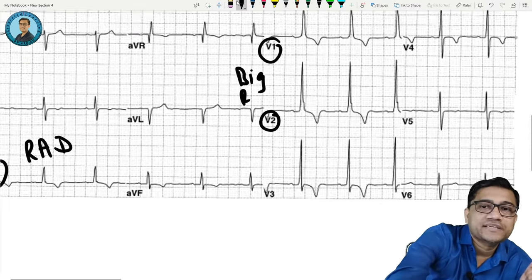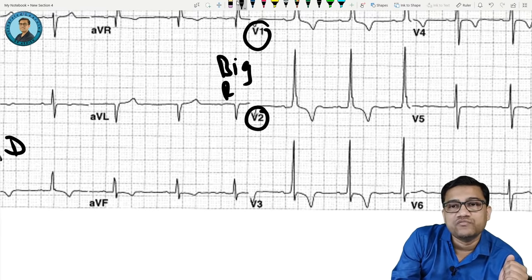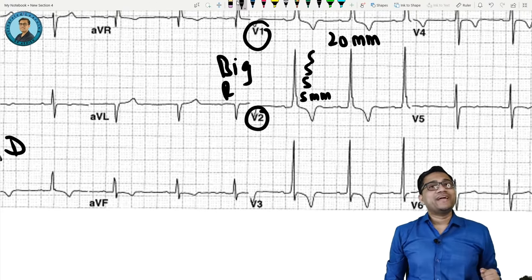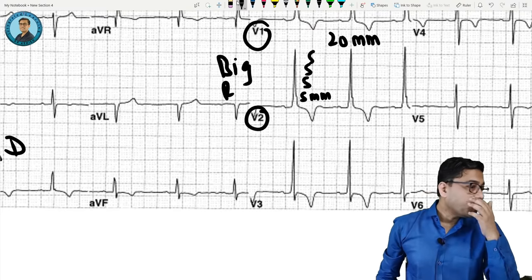What are the boxes? Let's count. Okay, so this is 5 boxes, so 5 mm, 5, 5, 5. It is almost 20 mm, almost 20. What is the criterion? Just 7. It is more than 20.